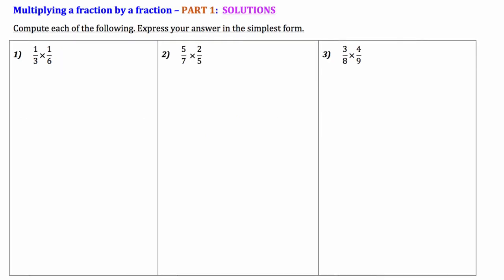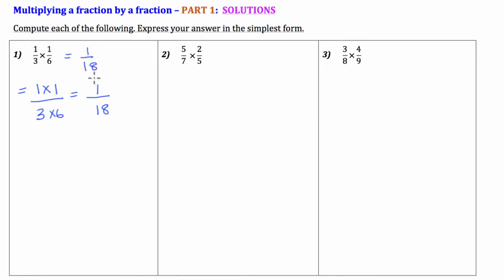Let's now start working on the problems. So the first problem is 1/3 times 1/6. A rule for multiplying fractions is that you multiply the numerators and you multiply the denominators. So let's start doing that. This is equal to 1 times 1 over 3 times 6. And 1 times 1 is 1 and 3 times 6 is 18. So the answer to this is 1/18.